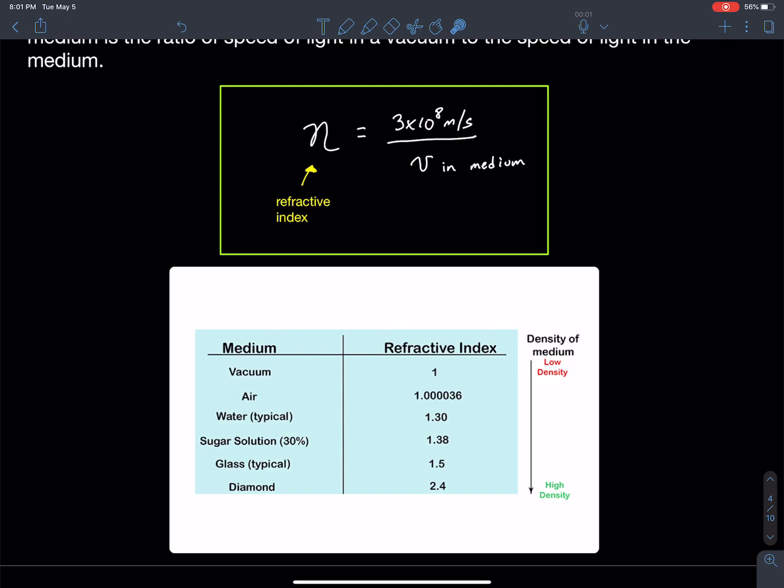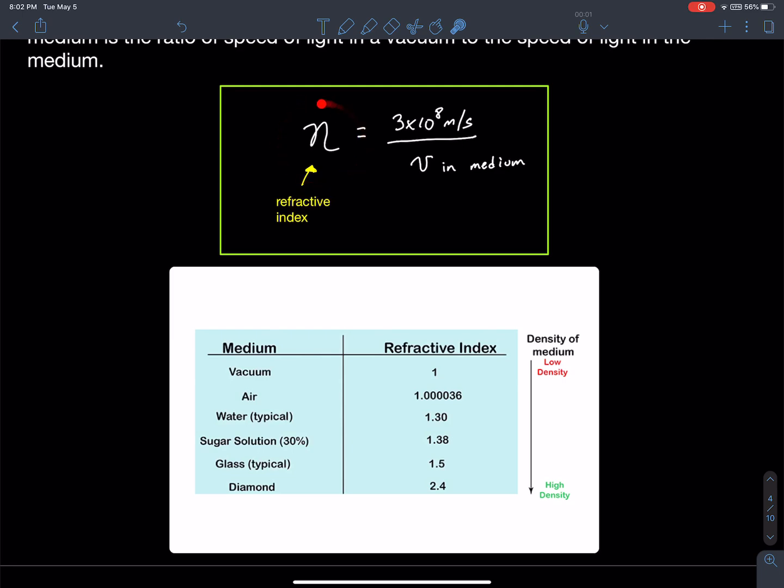So a vacuum, where there's no molecules, the speed in that medium would be 3 times 10 to the 8 meters per second. Okay, it'd be the same as the regular speed of light. In air it's almost 1, but the molecules are spread out, so it still interacts and slows down just a little bit. But in things like diamond, which is one of the densest materials on Earth, it slows down by a lot. So any number greater than 1 is going to have a speed that is smaller than the speed of light. And you can see here on the right, the greater the density of the material, the greater the refractive index, and the slower the speed in that material.